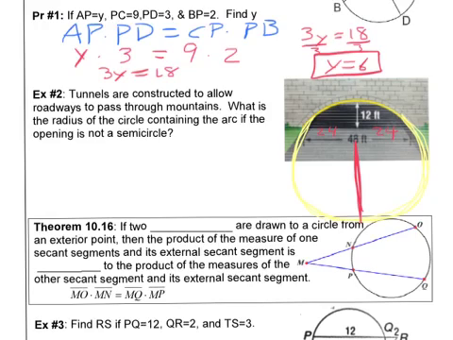And we have no idea how big this is or how big just this segment is, so that's going to be my X. And so now I'm going to set this up as one segment times the other segment is equal to one segment times the other segment. So here we go. 24 times 24 is going to equal 12 times X.